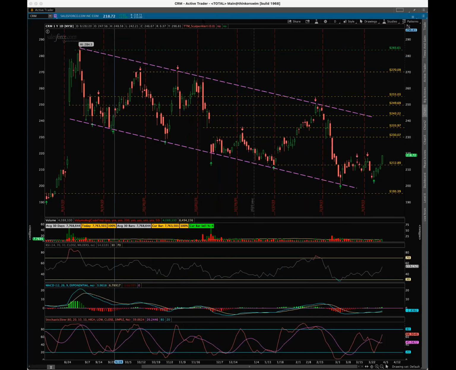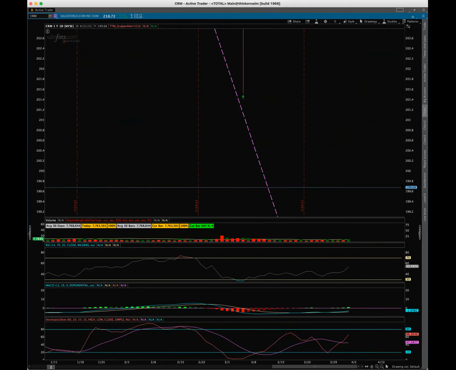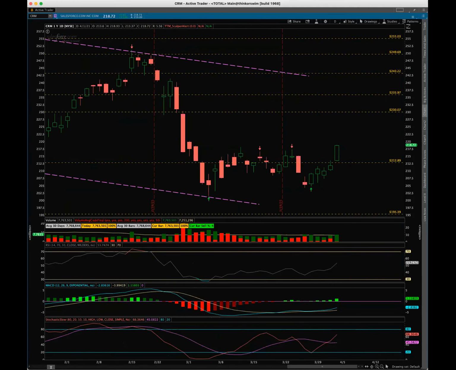Looking at CRM really quick, if I zoom back in a little bit closer, we're noticing that CRM touched that same number on Thursday, prior to Friday's action. If we ignore this candle again, that puts the stock on my watch list immediately.